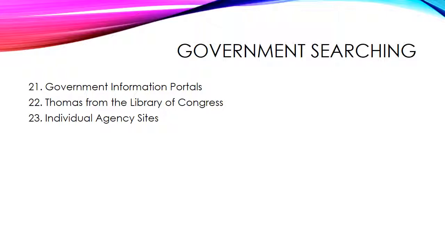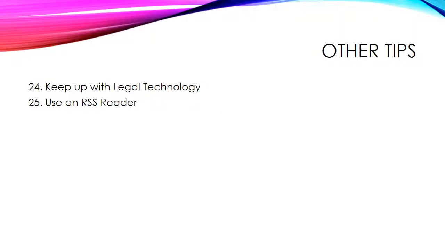And then you have individual agency sites. So if you're looking at tax related laws, tax updates, you can go to the IRS's website, which is irs.gov. And then EDGAR is a newly revised website of the SEC. And then the White House, if you want to find different federal agencies, you can visit the White House website. Other tips you can get is just keeping up with legal technology and using an RSS feeder.